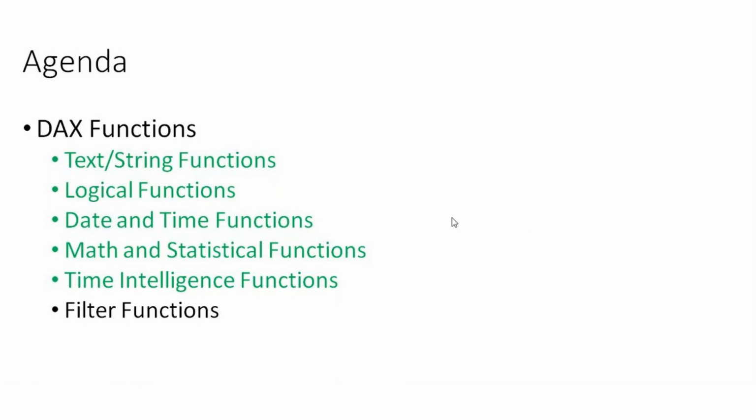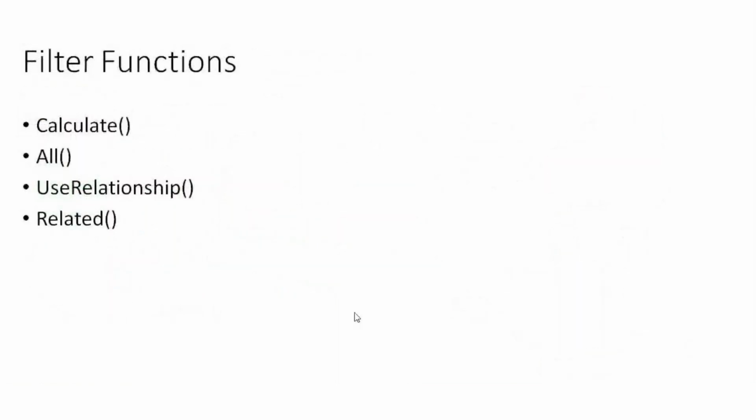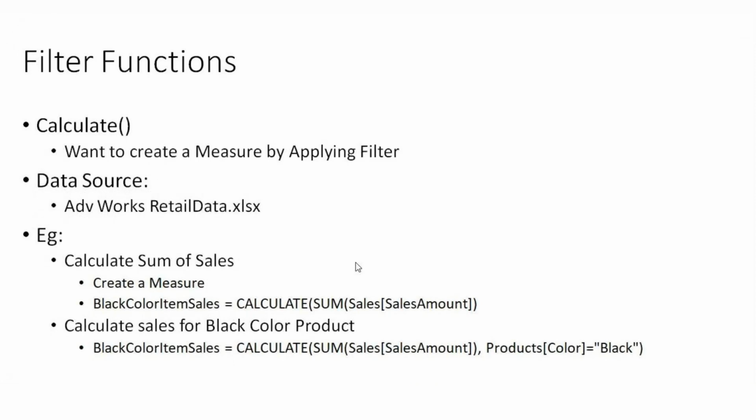So now we have calculate and all, use relationship function, and related. So these are filter functions and very, very important functions. So let us understand what is calculate. I think calculate functions, we have used it earlier. So what is the meaning of this? What is the need for the function?